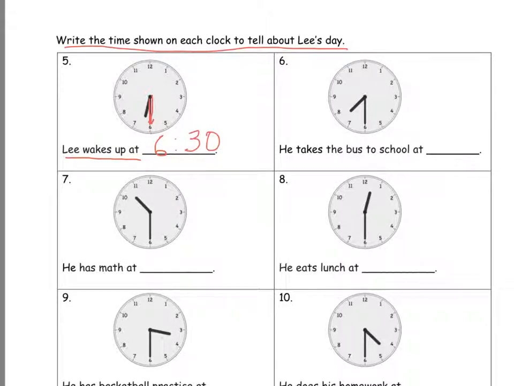So my hour hand is telling me the hour, the shorter one is the hour hand, and my longer one is telling me the number of minutes. Let's take a look at the next one down, 7. He has math at, and I'm looking first at my hour hand, and I see it's between 10 and 11. So it has to be 10 something because it's just past 10 o'clock, but it's not quite to 11. And my minute hand is halfway around the clock, pointing at the 6, so it's half past 10. And I know that half past 10 is going to be 30, so 10:30.